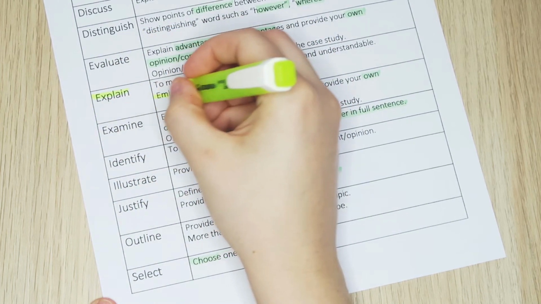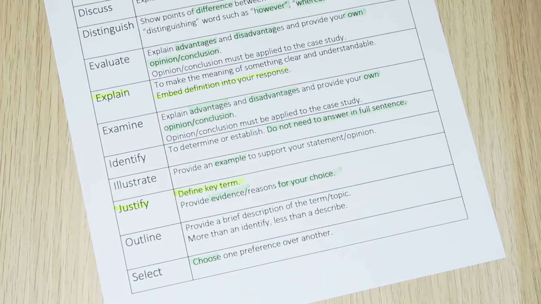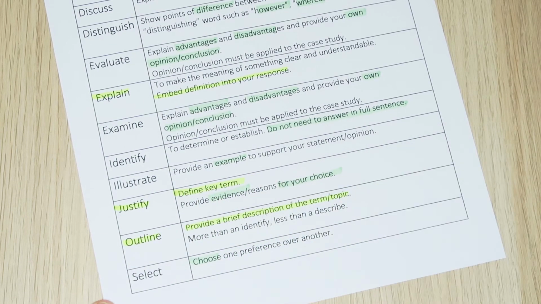Explain requires you to embed a definition into your response. Justify is a very commonly used task word, and it always has a hidden mark for defining the key term. Lastly, when outlining something, you essentially are providing a brief description of a term.